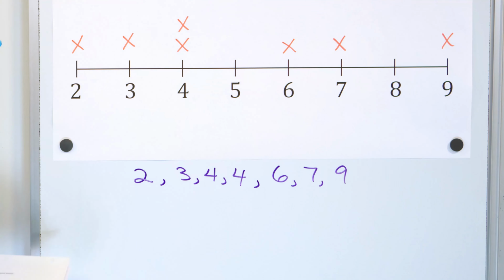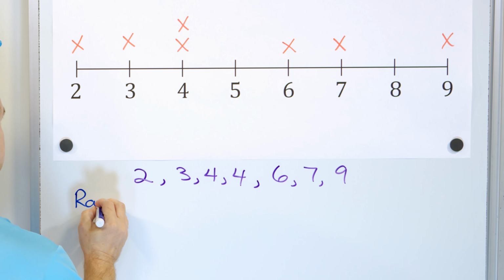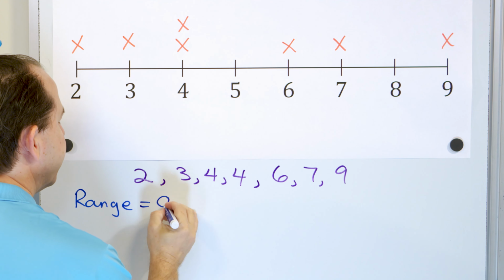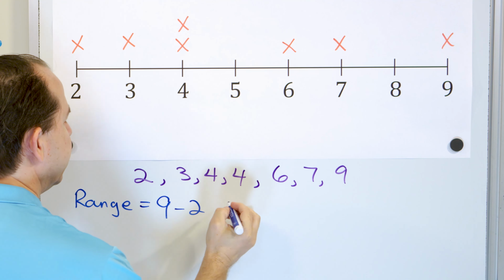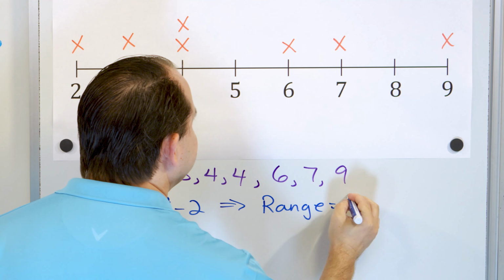Just read it right off the table. We already put it there. 2, 3, 4, 4, 6, 7, 9. Now, the range of this data set is 9 minus 2. It's just the largest point minus the smallest point. So the range of this guy is equal to 7.